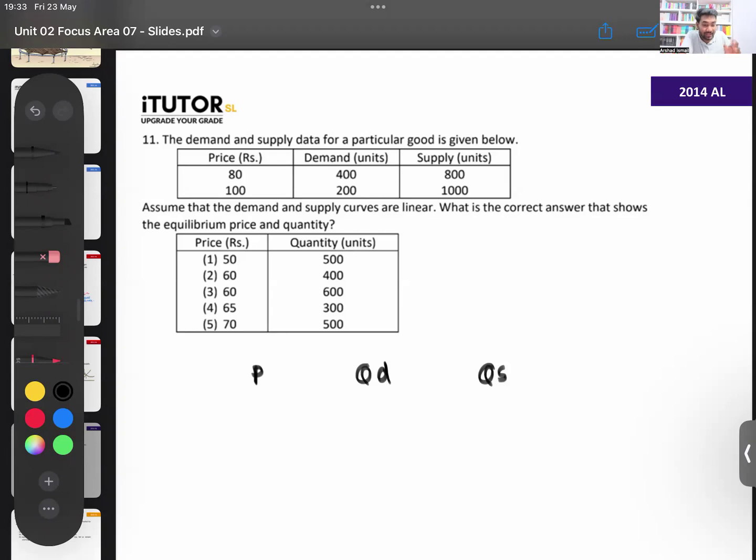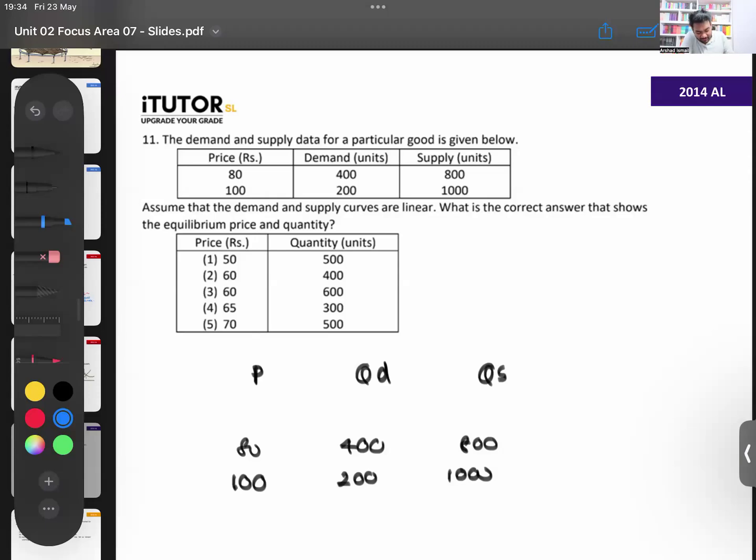What you can do is extend the diagram. Here, when the price is 80, QD is 400 and the supply is 800. When the price is 100, QD is 200 and supply is 1000. To get into equilibrium, demand and supply have to be equal. This is a linear demand and supply curve. Even if they have not told you in your paper, you always have linear ones. You can understand that when the price is increasing, the gap between demand and supply is going up. So maybe what you should do is decrease the price and see.